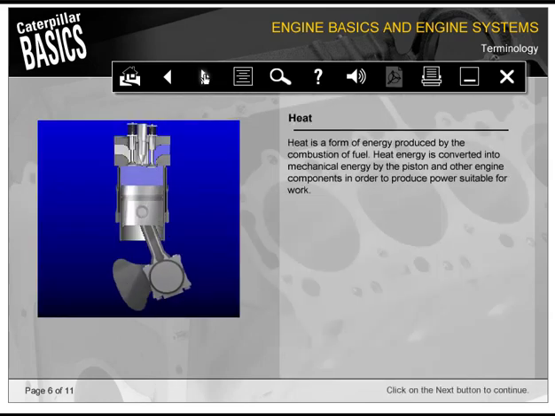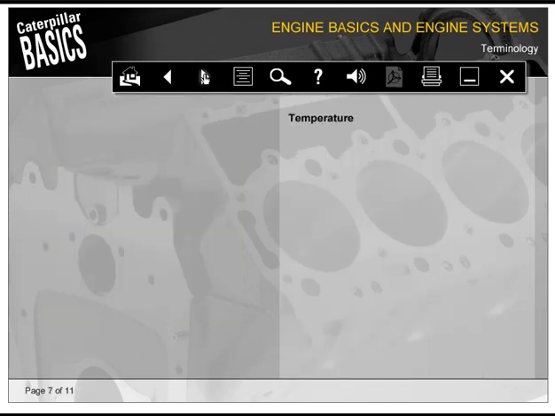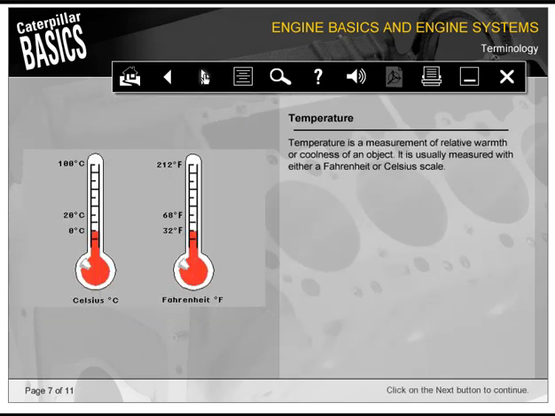Heat is a form of energy produced by the combustion of fuel. Heat energy is converted into mechanical energy by the piston and other engine components in order to produce power suitable for work. Temperature is a measurement of relative warmth or coolness of an object. It is usually measured with either a Fahrenheit or Celsius scale.